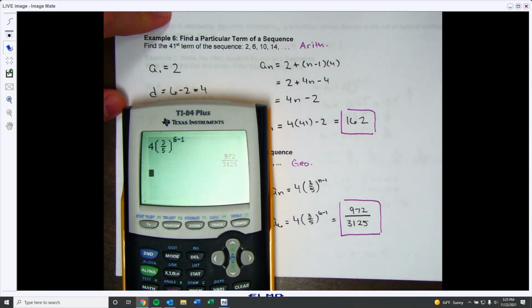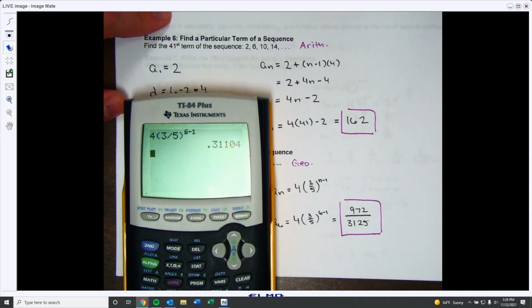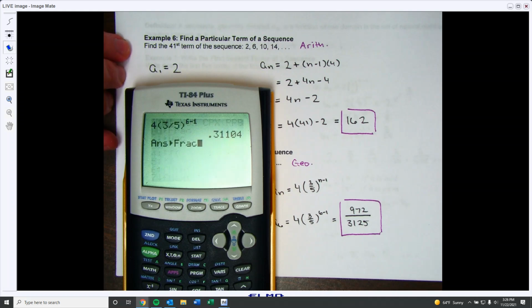And that's your answer. Now, just in case your calculator doesn't give it to you as a fraction right off the bat, you could have typed in 4 times 3 divided by 5, and we'll raise that to the 6 minus 1 power. You'll get a decimal. To change a decimal into a fraction, if you have a TI, you'll press the math button right under alpha. First option, fraction, enter, enter, and that'll give you the fraction that you need.